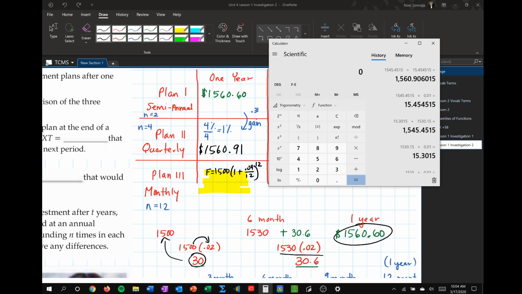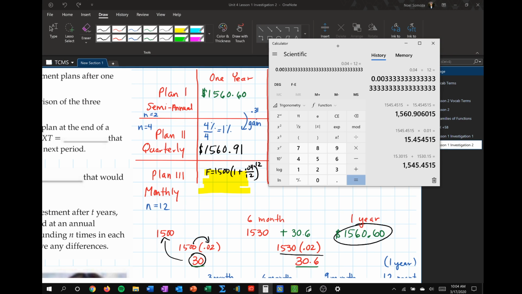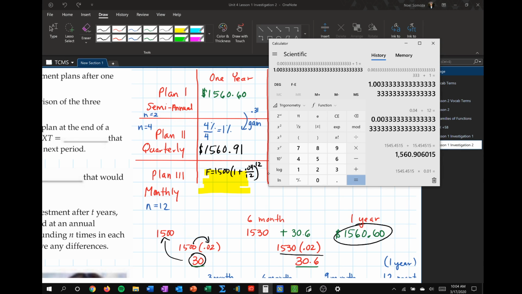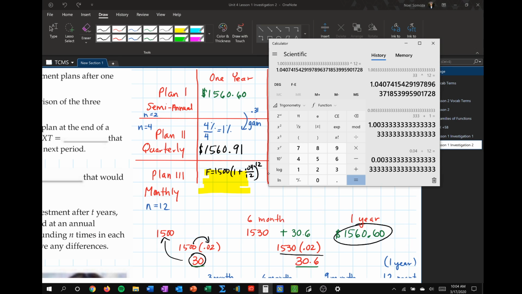So remember, when you're doing this, work from the inside out. Start with the fraction 0.04, divide that by 12. Okay, do not round at this point. Okay, do not round it. Once you have that decimal, then you add 1. Okay, now you take that value to the 12th power. Okay, and then you can multiply by the 1500. Okay, and then you can round at the very end.